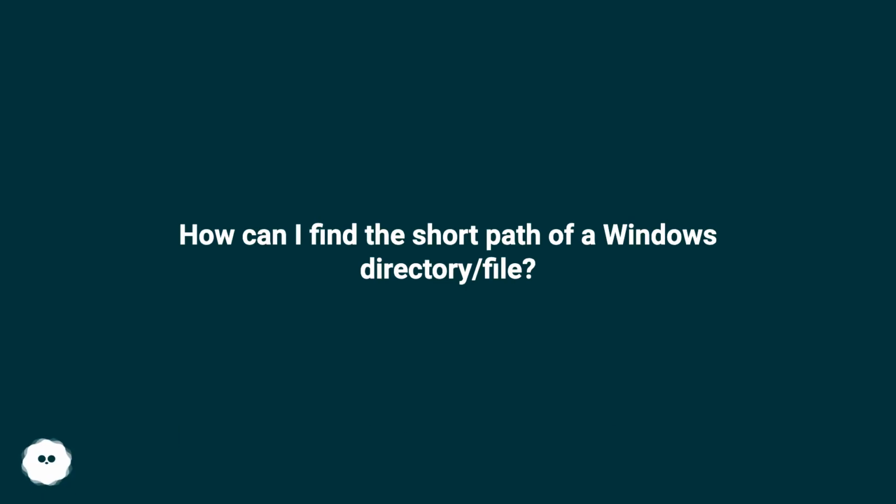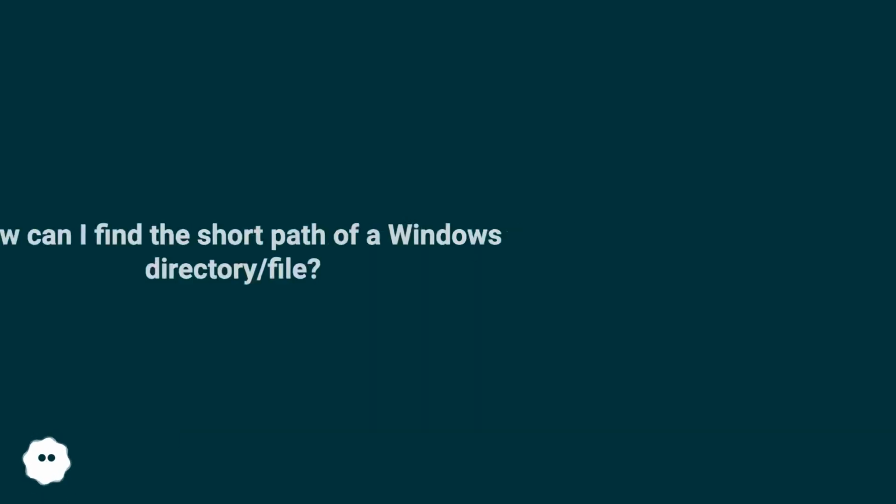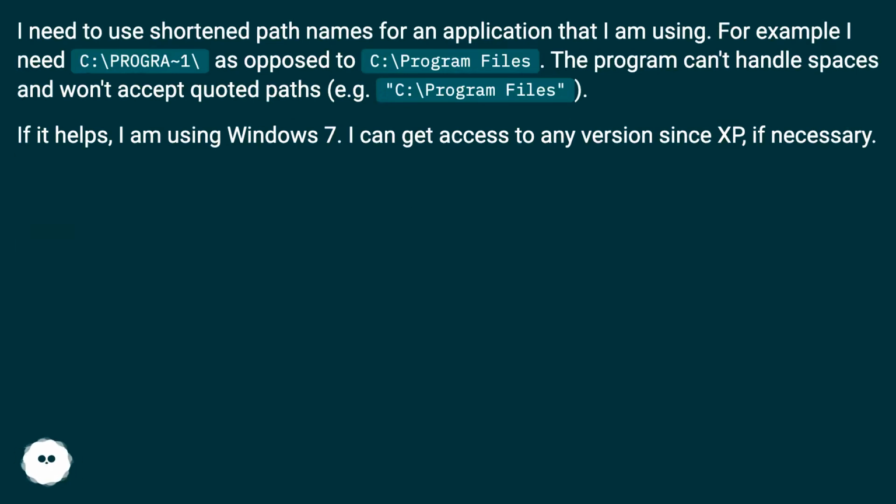How can I find the short path of a Windows directory / file? I need to use shortened path names for an application that I am using. For example, I need C:\progr1/ as opposed to C:\program files. The program can't handle spaces and won't accept quoted paths, e.g., C:\program files. If it helps, I am using Windows 7. I can get access to any version since XP, if necessary.